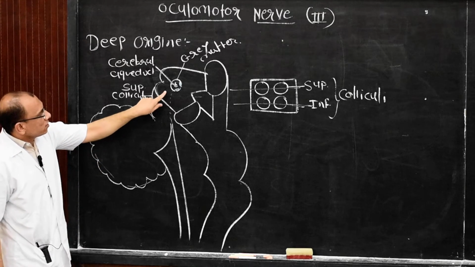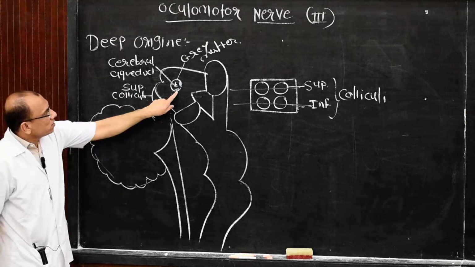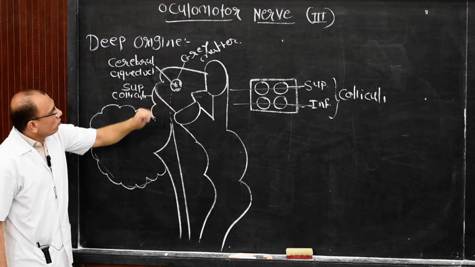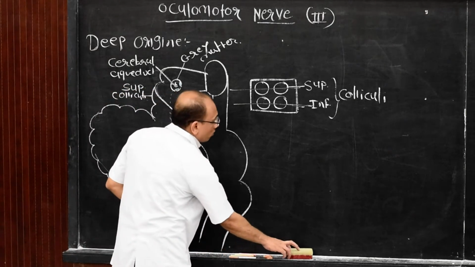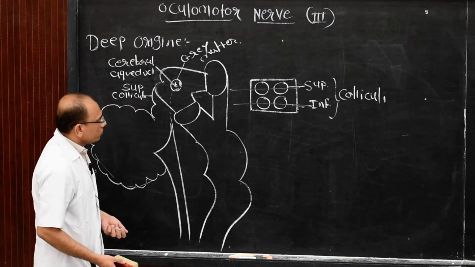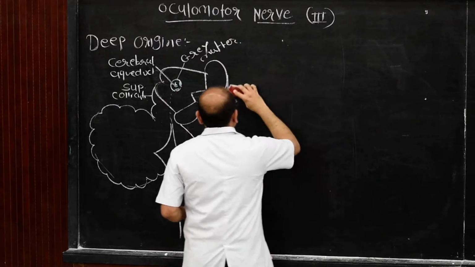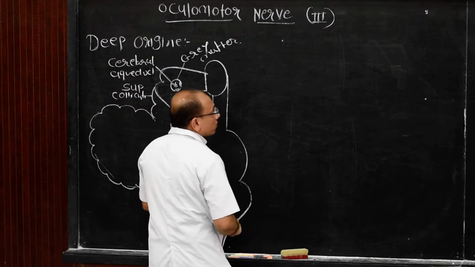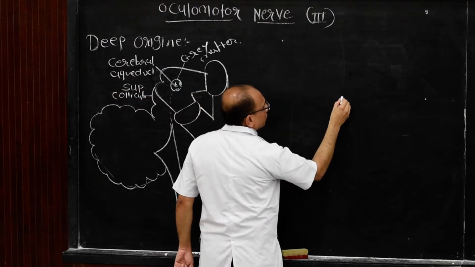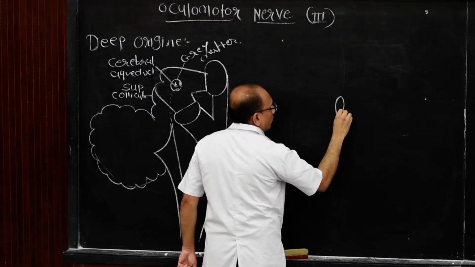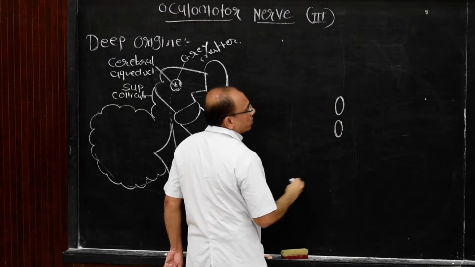So this one is the section at the level of the superior colliculus, and this one is the nucleus of the oculomotor nerve, the oculomotor nerve nuclear complex. I am making another diagram for the oculomotor nerve nuclear complex. A number of nuclei are collectively called the oculomotor nerve nuclear complex.